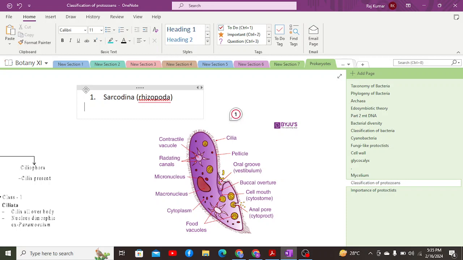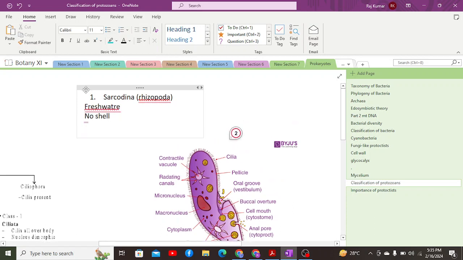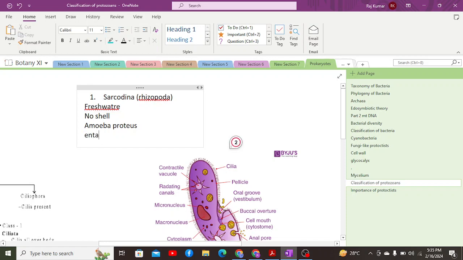These are mostly free living, though some are parasitic as well, and they live in fresh water as well as marine water. Those living in fresh water do not have any shell over them. Examples include Amoeba proteus and Entamoeba histolytica. Entamoeba histolytica causes amoebic dysentery in humans.